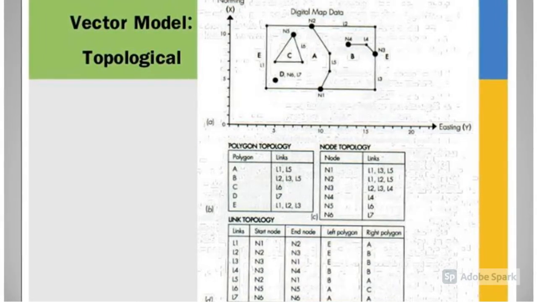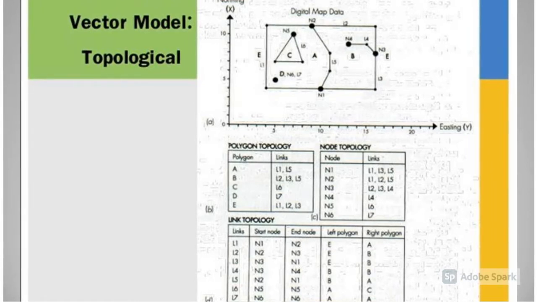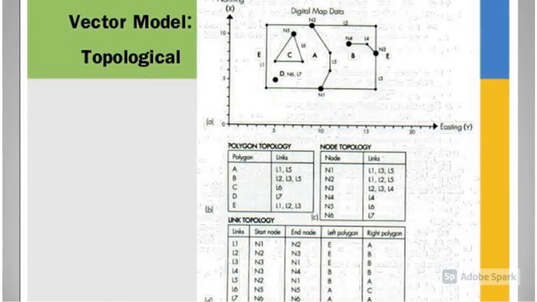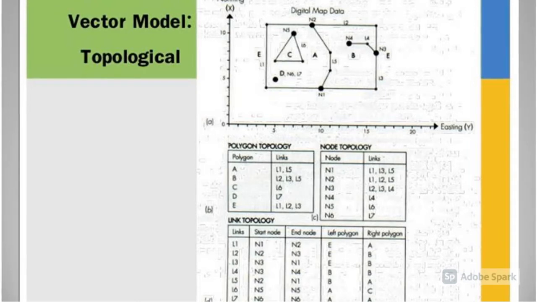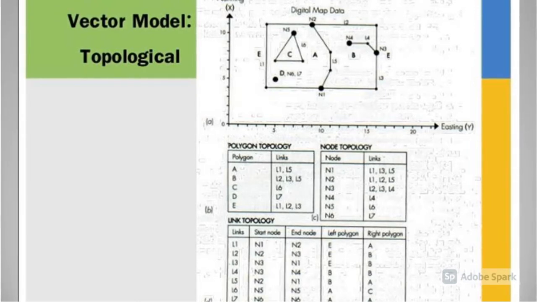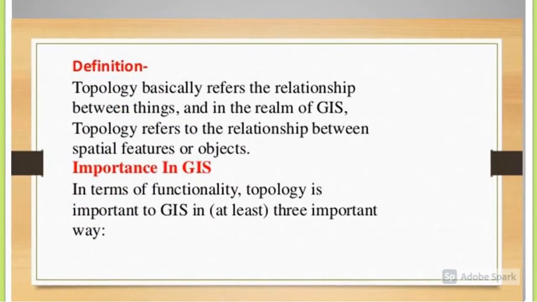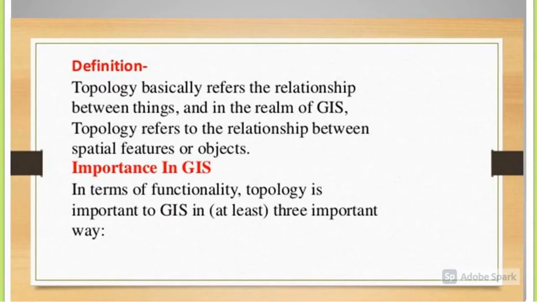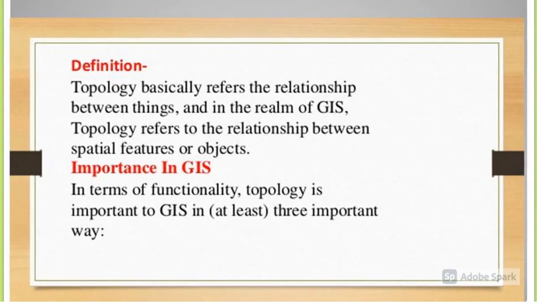For example, lines can be used to represent streets and routes. The connectivity of these features is referred to as their topology structure. Topology is a mathematical method used to define spatial relationships. The model is also termed the line arc node data model.